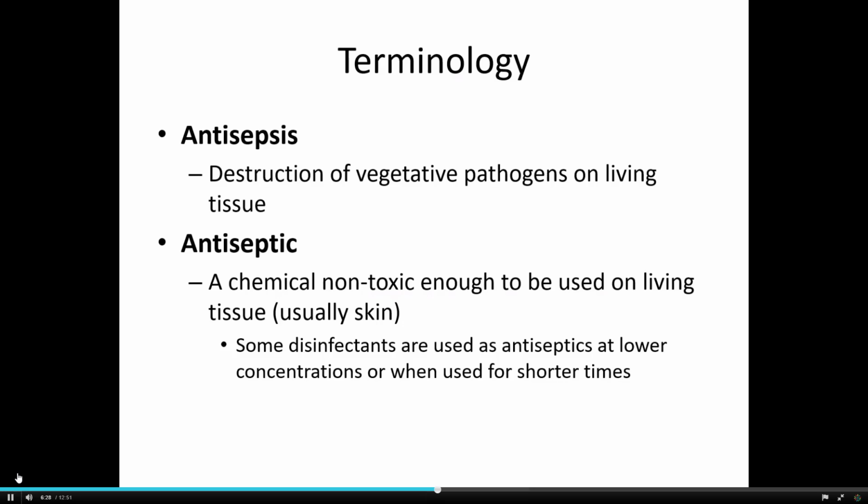So then what do we use on the body? The chemicals that we use on the body for microbial control are antiseptics. This is used on living tissue, usually the skin, right? As I mentioned, drugs that are taken internally will be in the next chapter. So things that we use on the skin are called antiseptics, and antisepsis is destroying vegetative pathogens on living tissues.